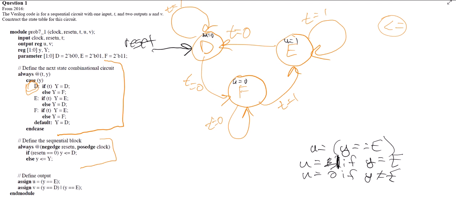So U equals 1 for state E, and U equals 0 for D or F. And then V is equal to y equals D or y equals E. So if either of those two things is true, then V is 1. That means if y equals D, then V is 1. Or if y equals E, then V is 1. And otherwise V is 0. So V equals 1 here. And V equals 1 here. And V equals 0 here.